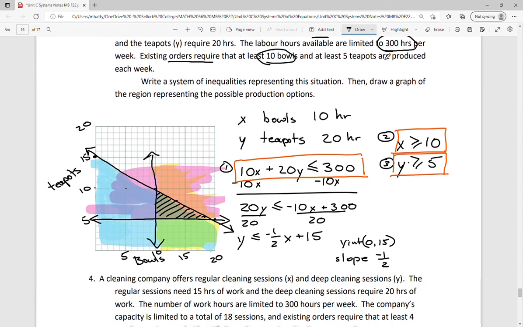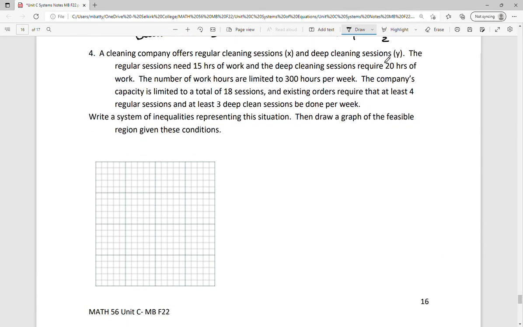So we're going to step it up one more. A cleaning company offers regular cleaning sessions, and I said this is X, so X is the regular sessions, and Y are going to be the deep cleaning. Regular sessions take 15 hours of work, and deep cleaning take 20 hours.